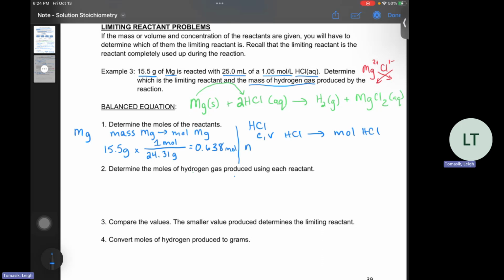So we have to use n equals C times V, which is, so the concentration is 1.05 moles per liter. And then 25 milliliters, we would need to convert that to liters. So we know that 1 liter is 1,000 milliliters, and then we're going to get 0.0250 liters.